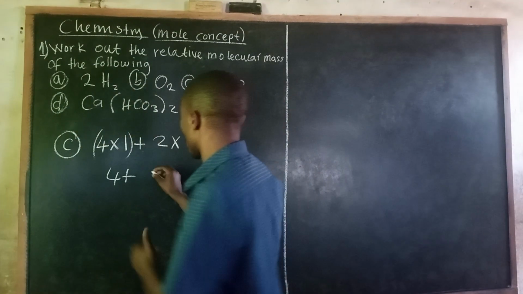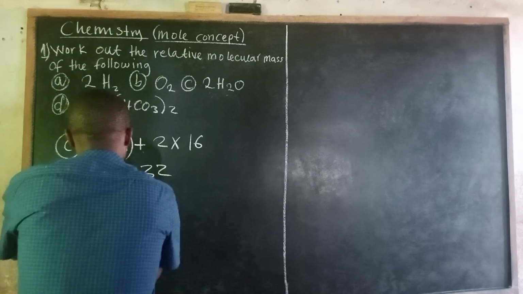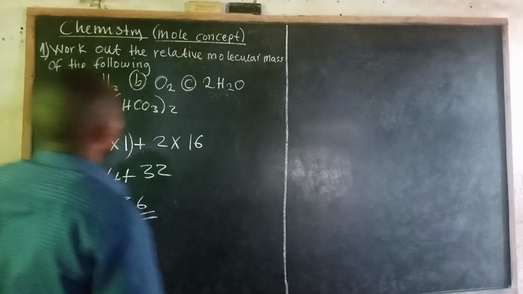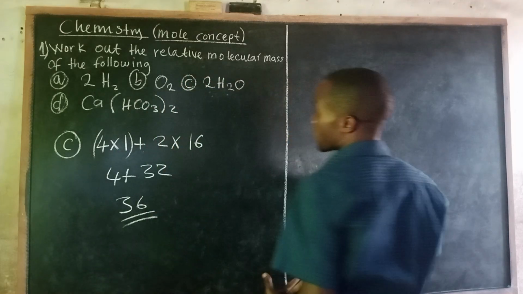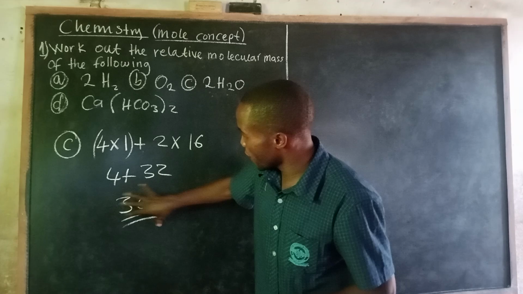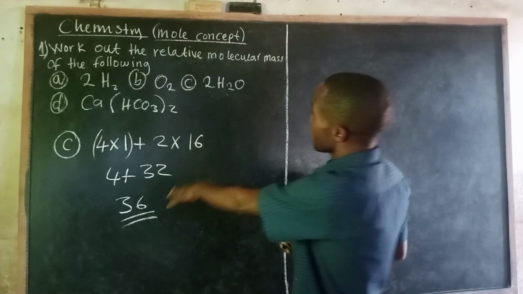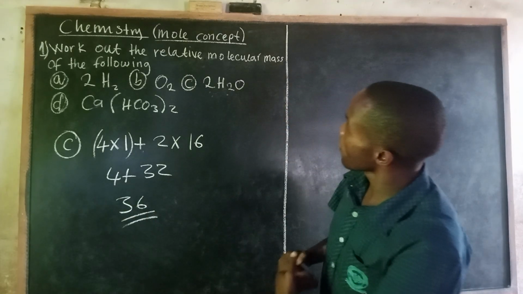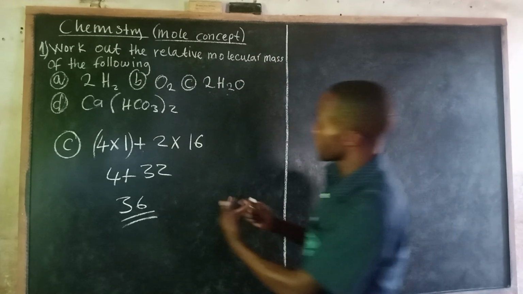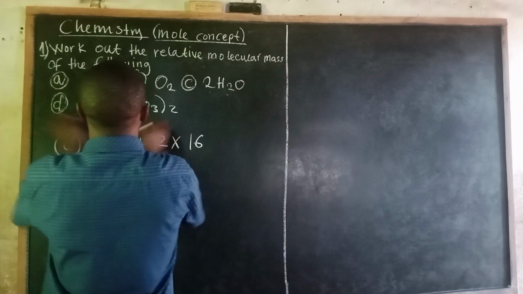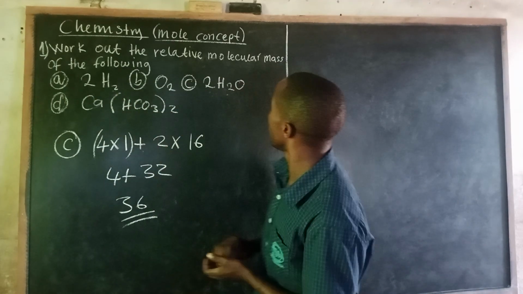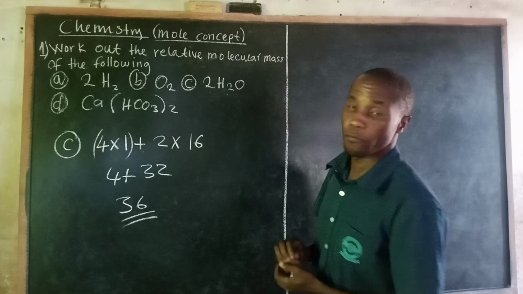The answer is 32. Okay, so 32. 4 plus 32, the answer is what? 36. So remember, the relative atomic mass, molecular mass has got no unit. So we just leave it like that. So this is the relative molecular mass of this molecule, which is water. Okay. Then the other one is D. As I indicated earlier, I said we are just going to look at only 2 molecules as of today.